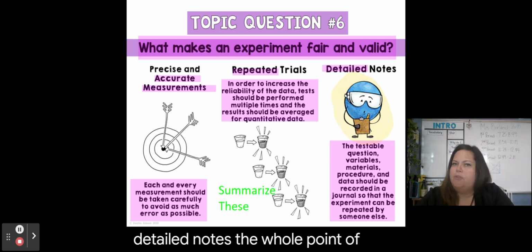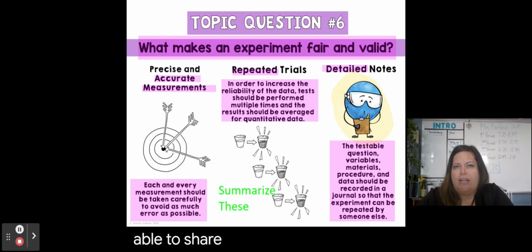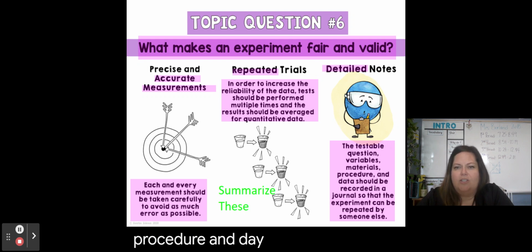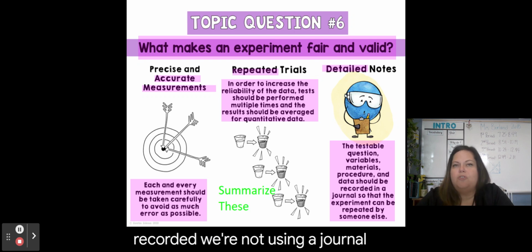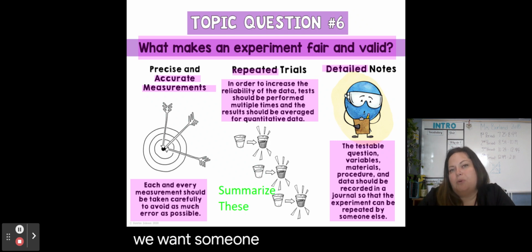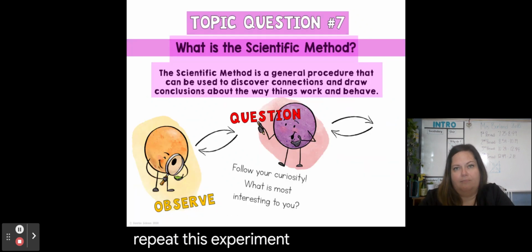The whole point of going through an experiment is to be able to share your data. So you want to make sure that someone else really understands what you did. So we want to make sure we have our testable question clearly written, our variables identified, and our materials, procedure, and data recorded. We're not using a journal. We'll usually have lab sheets. Again, we want someone else to be able to repeat this experiment.